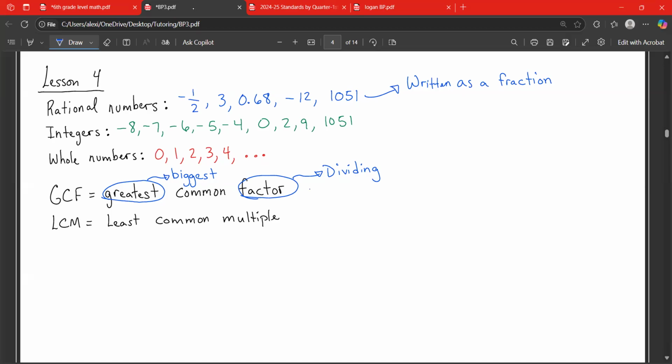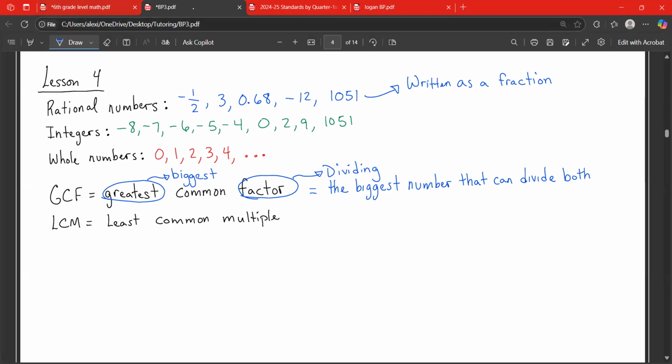So let's write that down as a better definition. The biggest number that can divide both. And when I say both, what am I referring to?